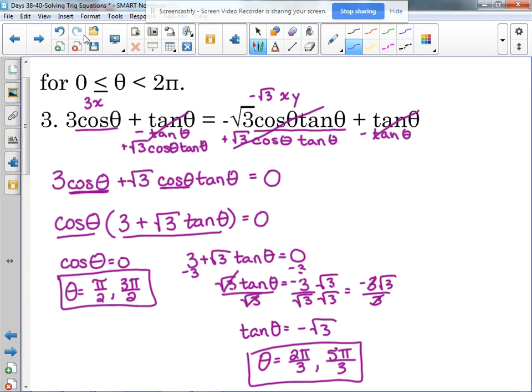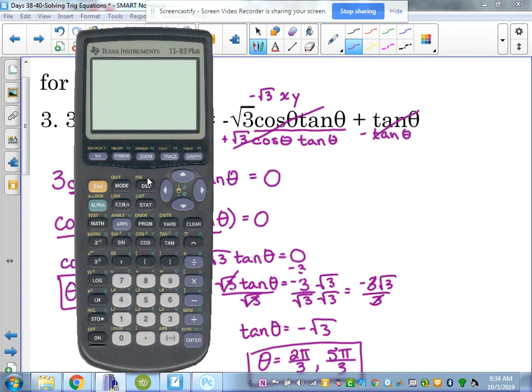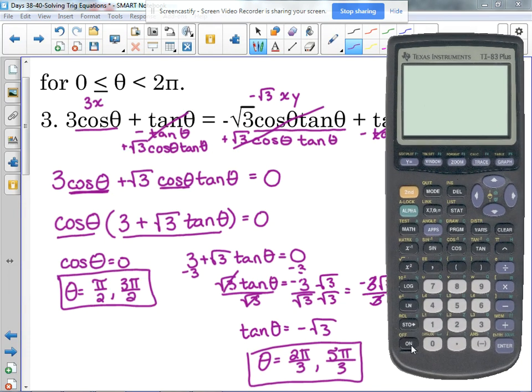You can check these just like you can check any other one. Go back to the original. Now this one has stuff on both sides, so we've got to plug one of these values. I don't know, let's try 3 pi over 2. We've got to plug one of them into the left side, and then we need to compare that to the value we get when we plug it into the right side.